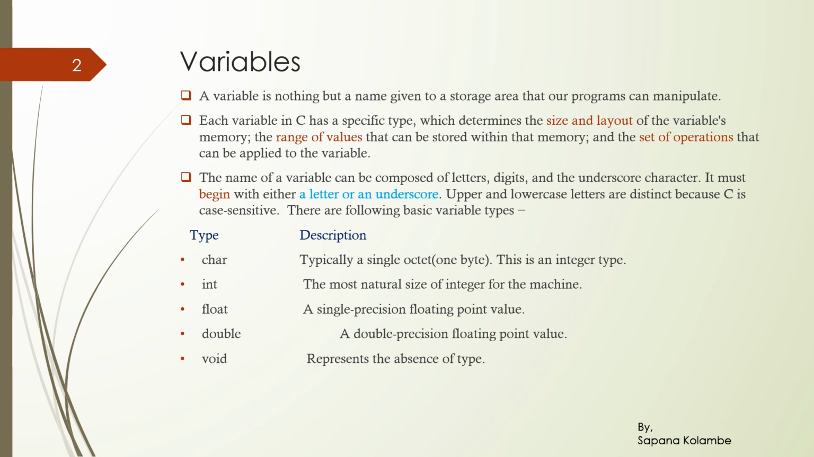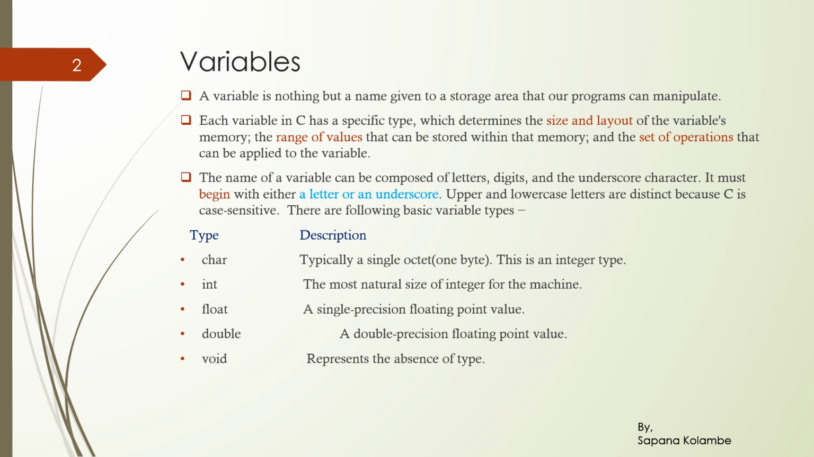Variables have specific data types, which determine the size and the layout of the variable in the memory. This size defines the range of values that can be stored within the memory. The variable name can contain alphabets or digits, and it can start with an underscore, but you cannot declare a keyword as a variable name.